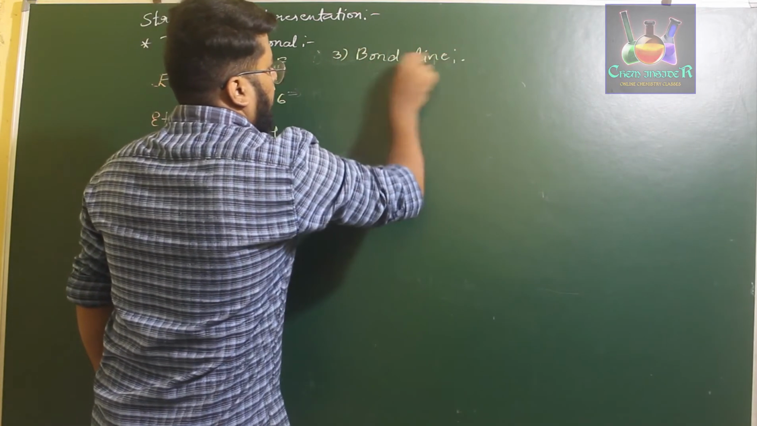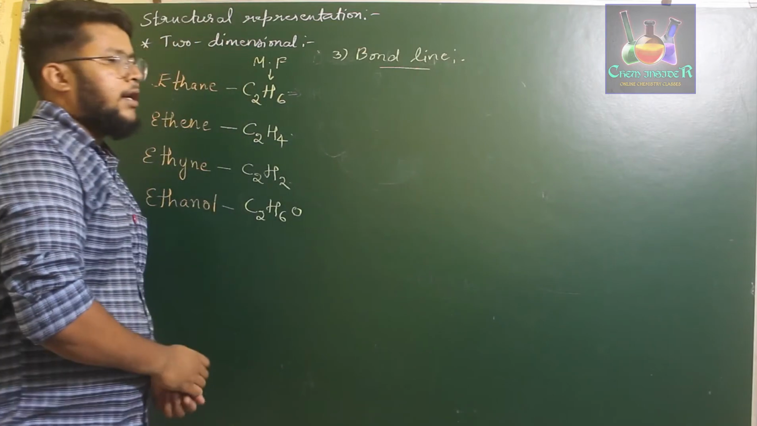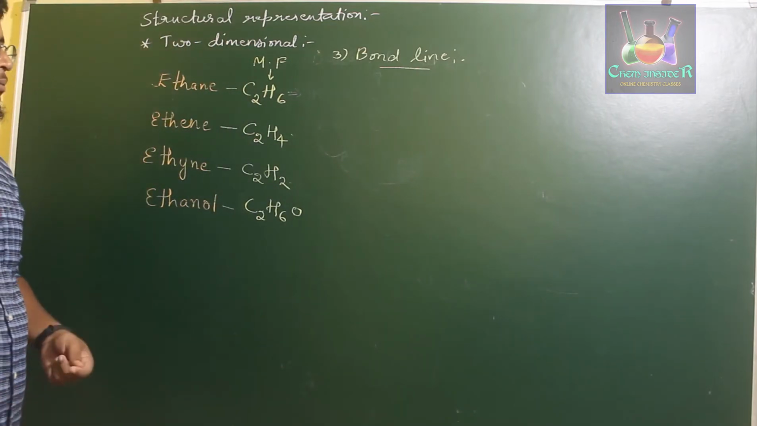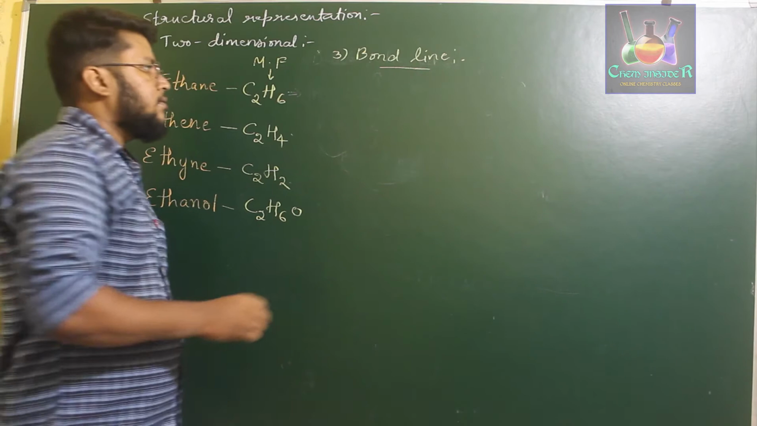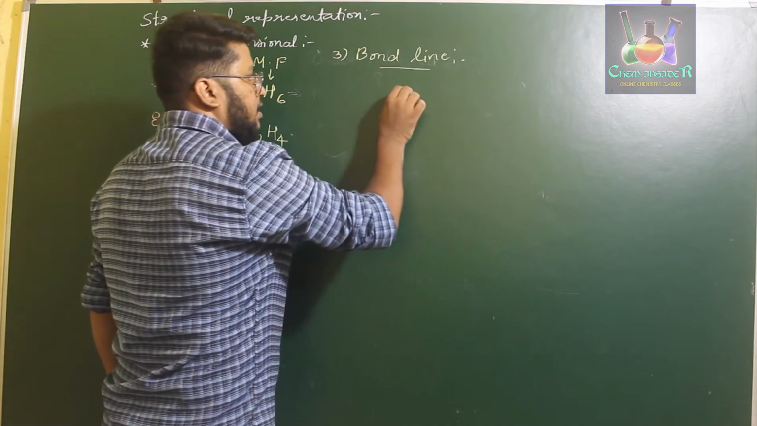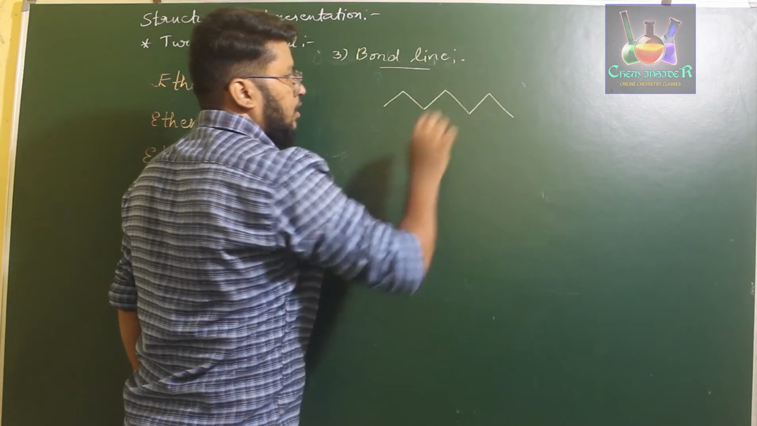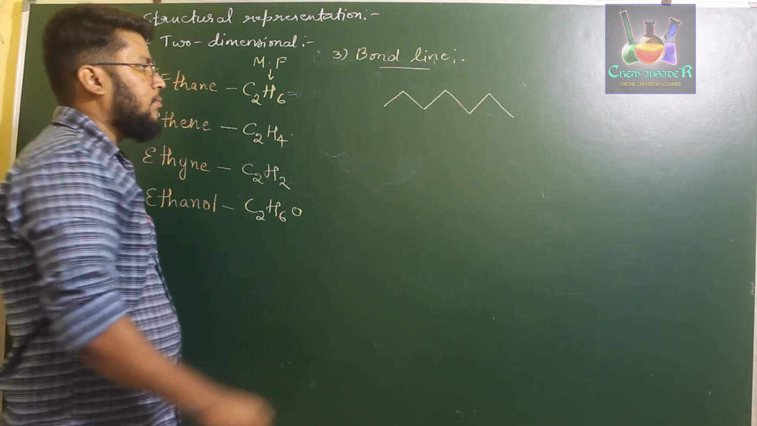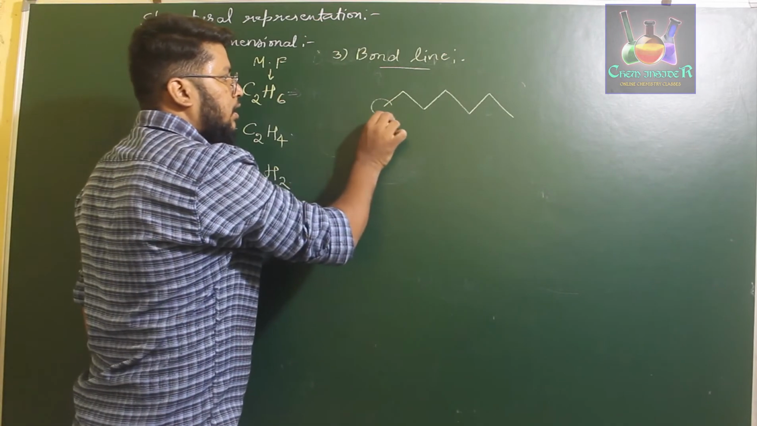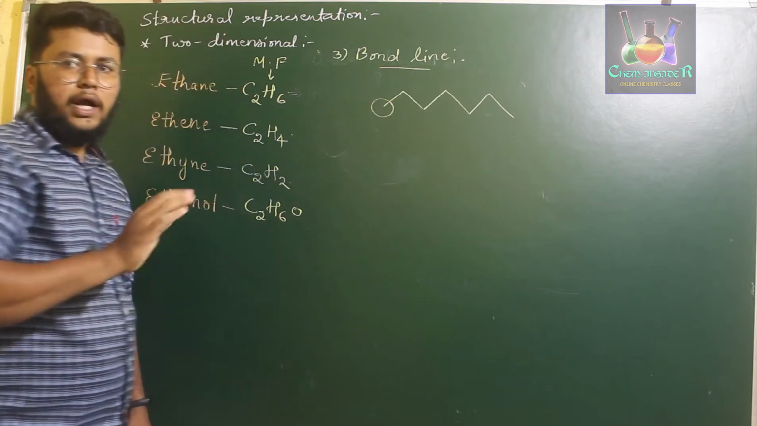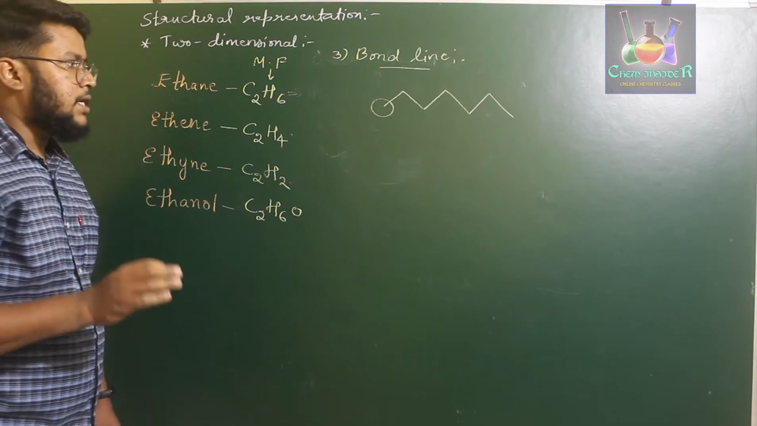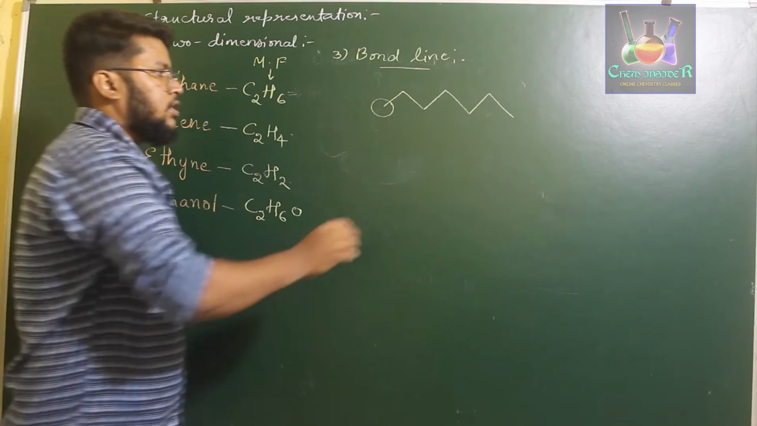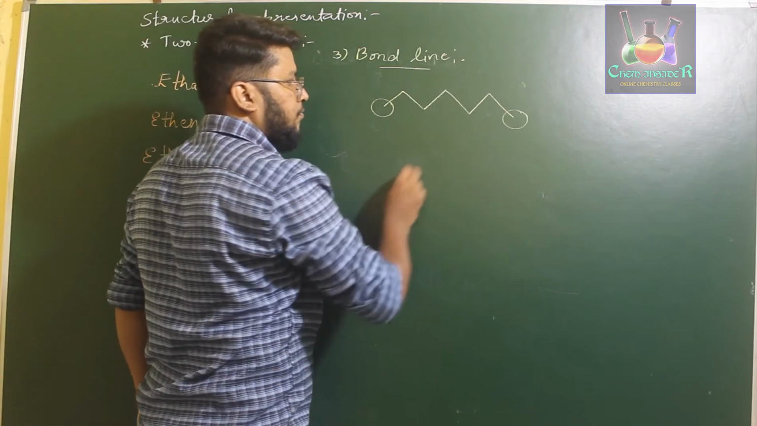So in the bond line representation, you have to be reminded of two particular points. They are always denoted in zigzag form. In this zigzag form, there may be nothing, no atoms or any functional groups, present at the terminal position. So these are called the terminal positions.